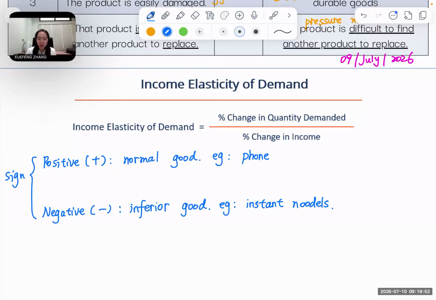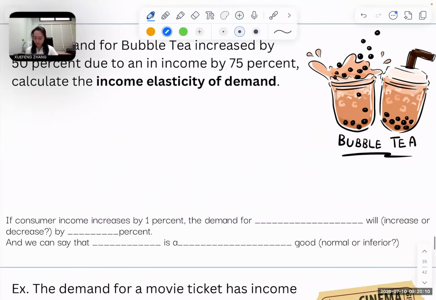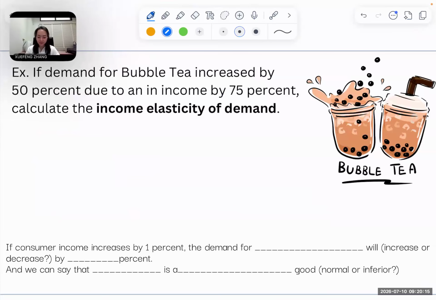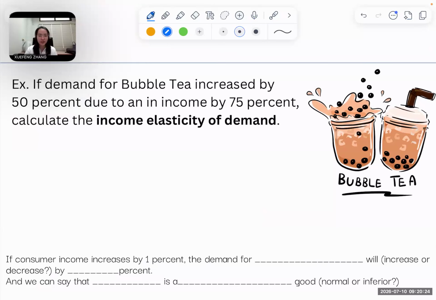So before we do the numbers, just remember, if the sign is positive, it's a normal good. If the sign is negative, we call it an inferior good. Keep that in mind. Next slide, we'll work through an example. All right, so here, bubble tea, let's see. Actually, I want to give it to you guys as active learning, but anyway, let's do it together.